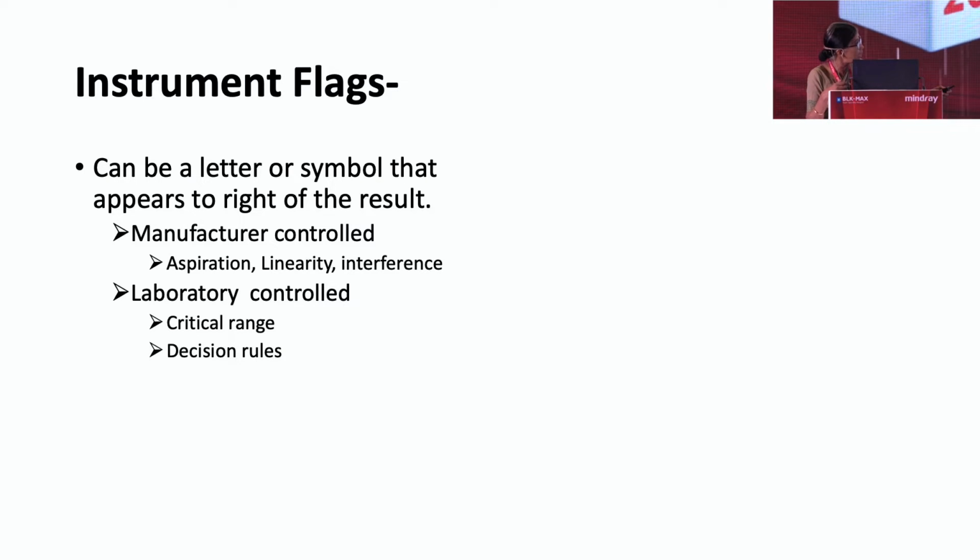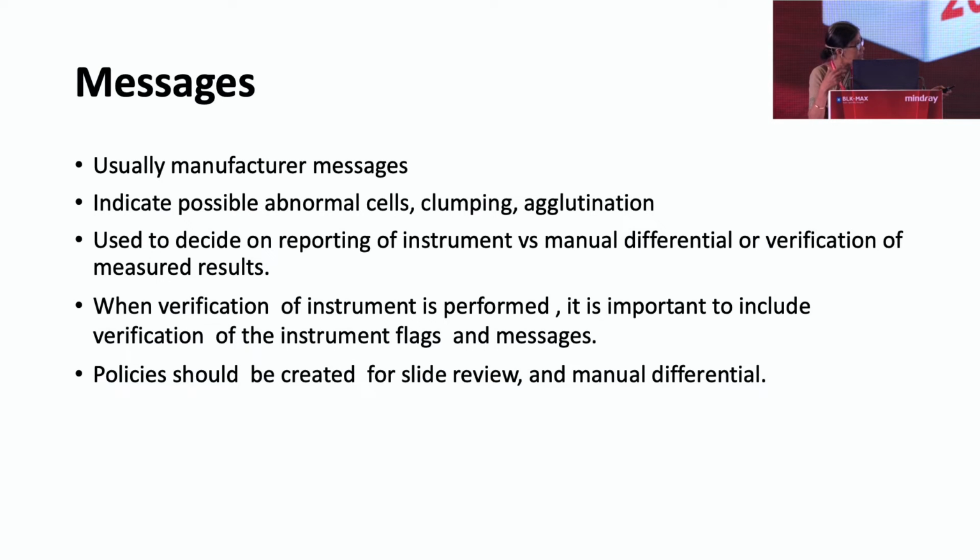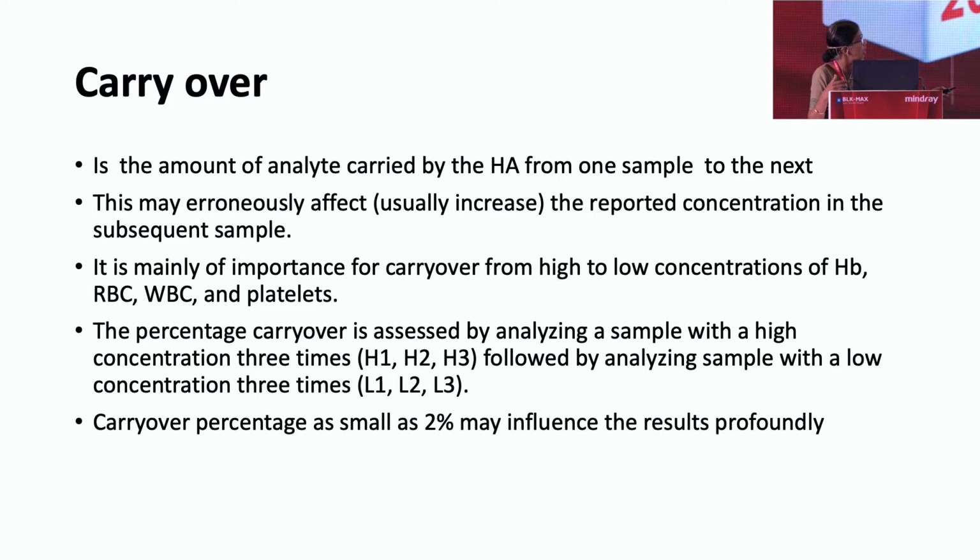So instrument flags play an important role. So you could have manufacturer control flags which are already available to us, and laboratory control flags for critical decision making, where rules and critical ranges are incorporated by the concerned laboratories. There are several messages that are provided to us. For example, abnormal cells, red cell agglutination, platelet aggregation, and so on. So laboratories using these analyzers should create policies for slide review and manual differential count.